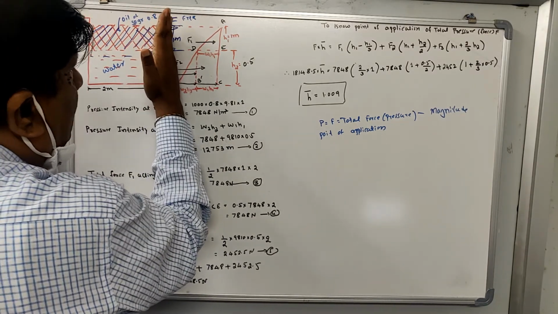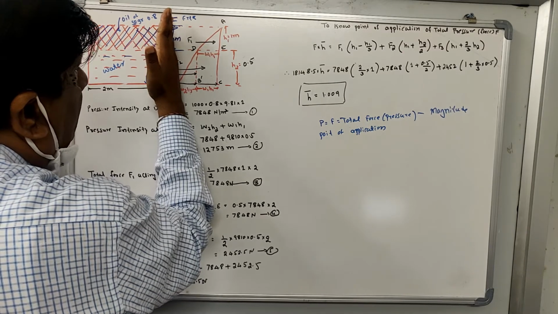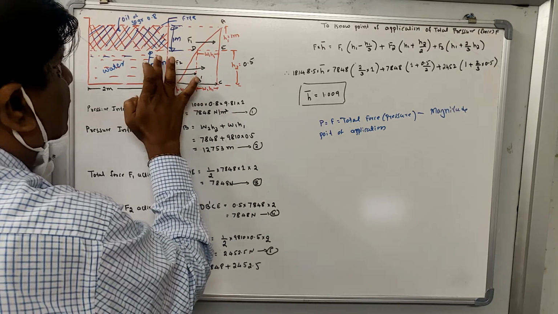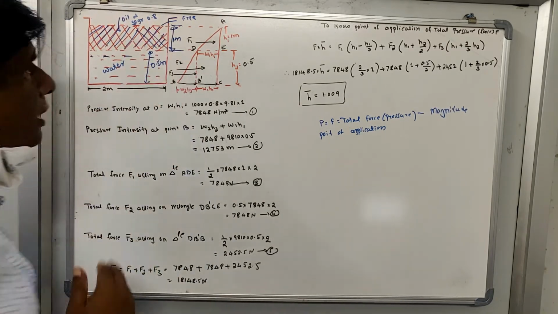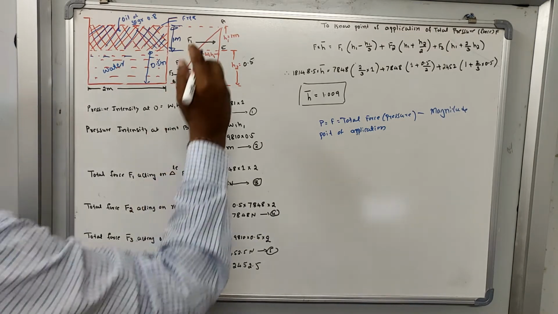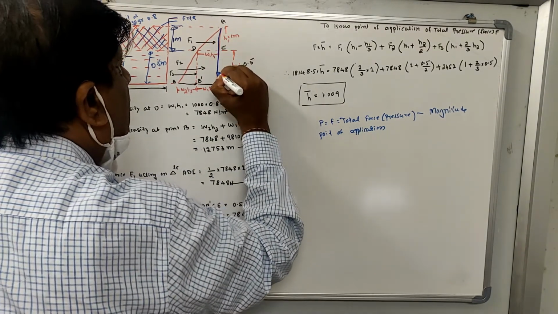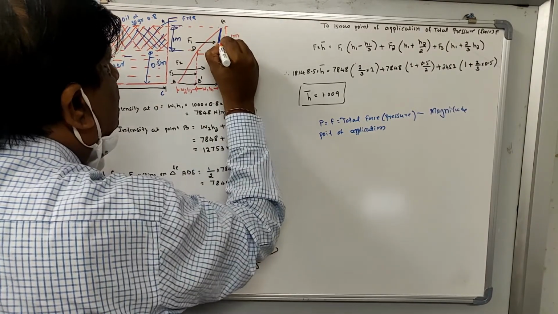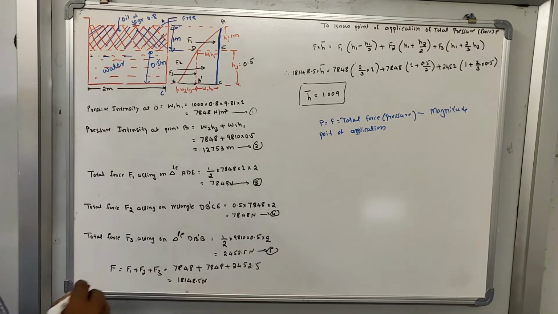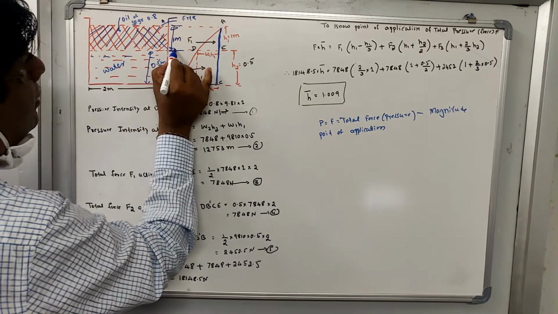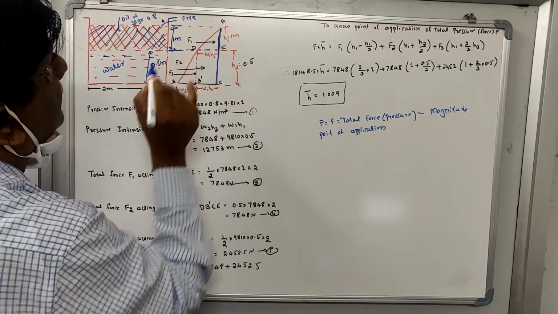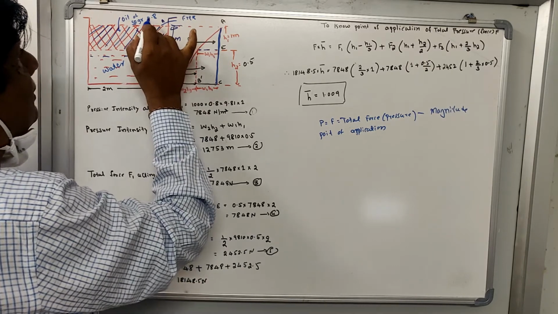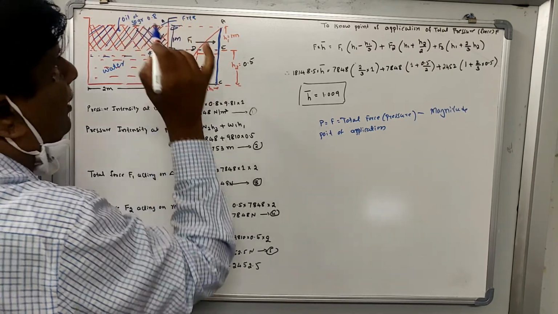So you take the vertical projection of this wall in the vertical direction, that is AC. AC is the vertical projection of this wall. Now, up to this depth, that is up to 1 meter depth, the fluid is oil of specific gravity 0.8.